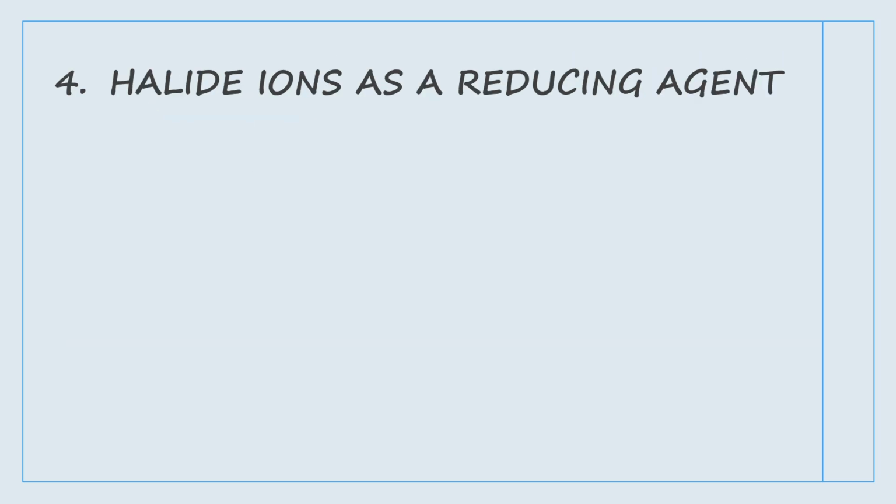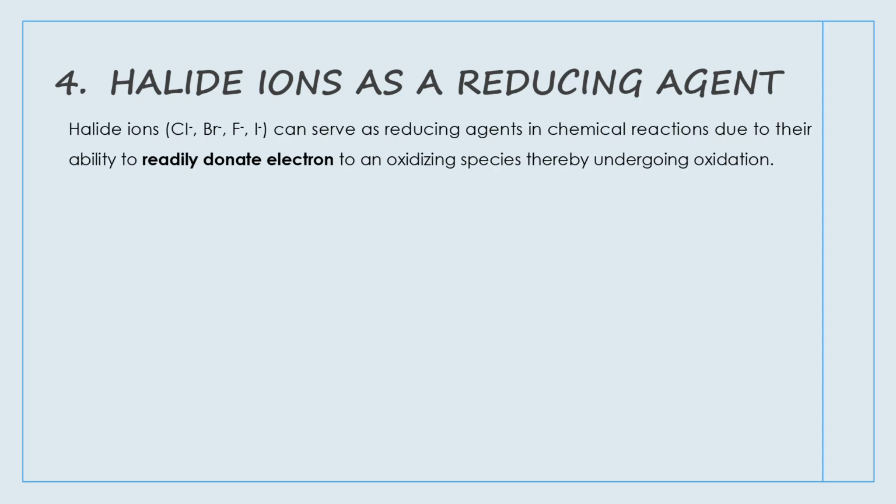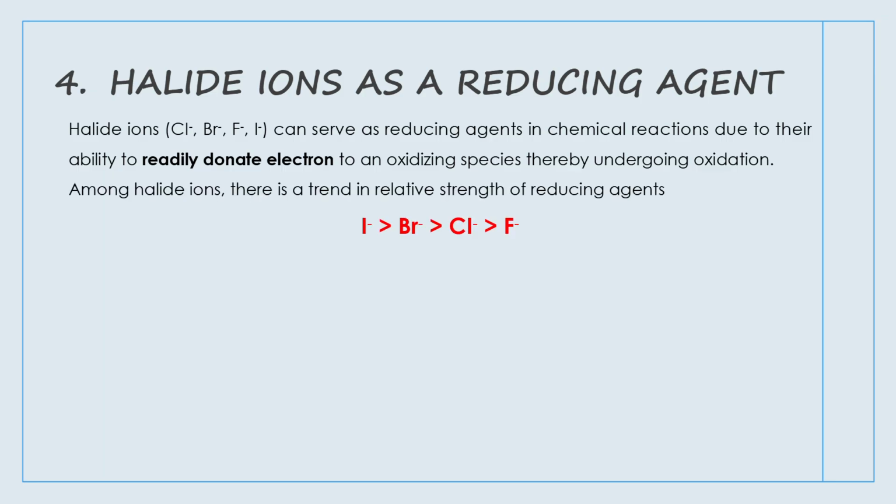Next we have halide ion as the reducing agent. For the oxidizing agent, we got the concept of highest electronegativity. It means the halogen which has the highest electronegativity will be the strongest oxidizing agent. So vice versa will be implemented for the reducing agent. The one that has the lowest electronegativity will be the strongest reducing agent. For oxidizing, it was accepting the electron. For reducing, it will donate the electron.